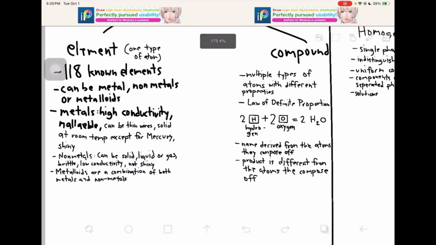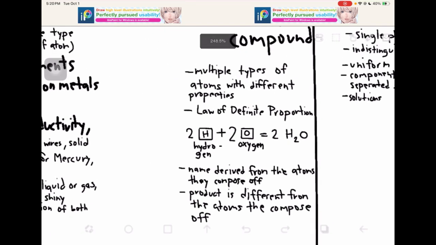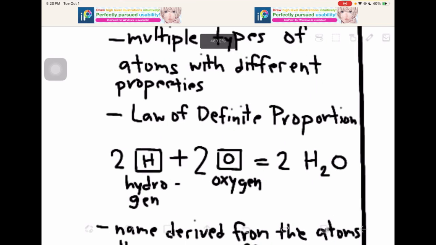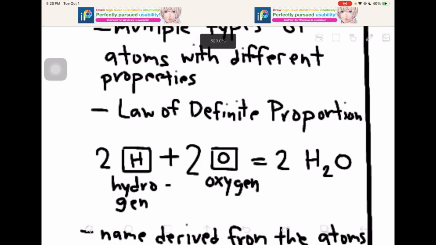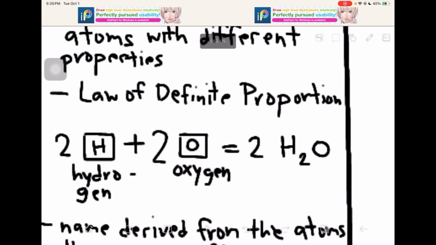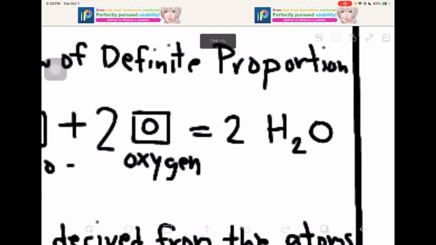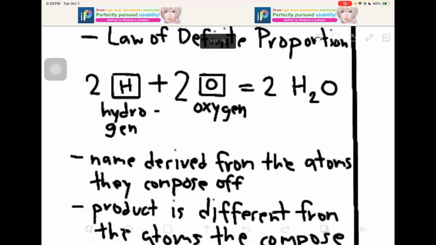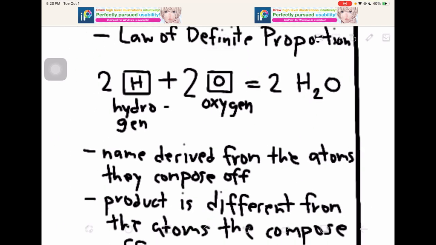How about for compounds? Compounds are just multiple types of atoms with different properties. We have the law of definite proportion, which means if you take, in this example, 2 hydrogen atoms and 2 oxygen atoms, you chemically fuse them, you have to end up with 2 water molecules. And yes, a combination of 2 or more atoms is sometimes called a molecule as well. The name is derived from the atoms they are composed of. So let's take another example.